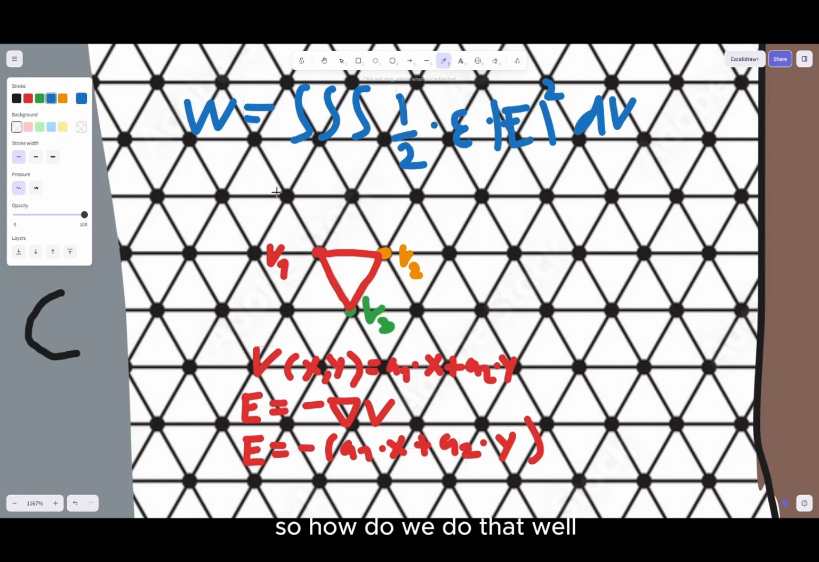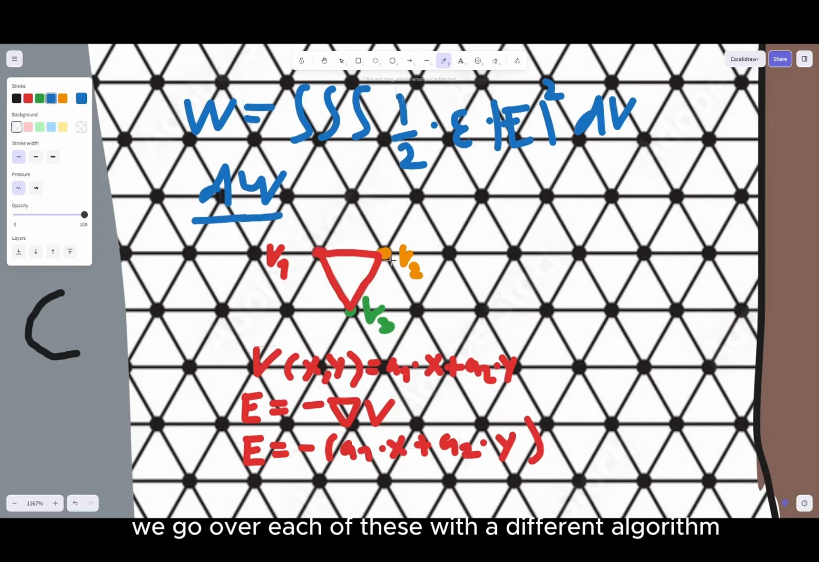How do we do that? Well, as we always do, we differentiate the energy of the system with respect to each of these voltage nodes. So this node here, this node here, and this node here. We go over each of these with a different algorithm. So we say dW/dV_i, where the i is for each of these nodes here. So this one, this one, this one, and so on for the whole geometry.